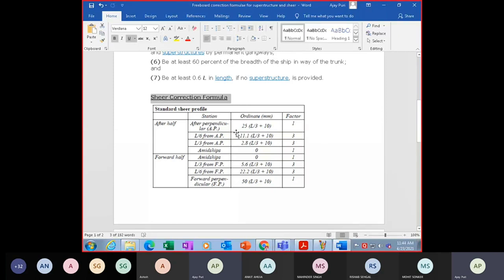So the shear profile: the forward half and aft half ke stations bane hue hain, after perpendicular L6 from after perpendicular, L3, amidships, then L3 from forward perpendicular, L6 from forward perpendicular, and the factors are given. And that's your standard shear profile. Ye standard shear profile ke conditions hai. So if you are decreased with this, that means you have to add to your freeboard; and if you increase from this, your freeboard can be decreased.